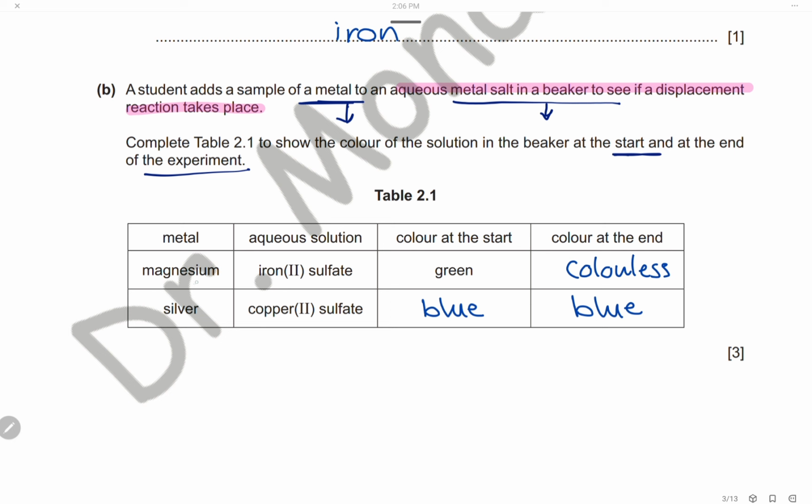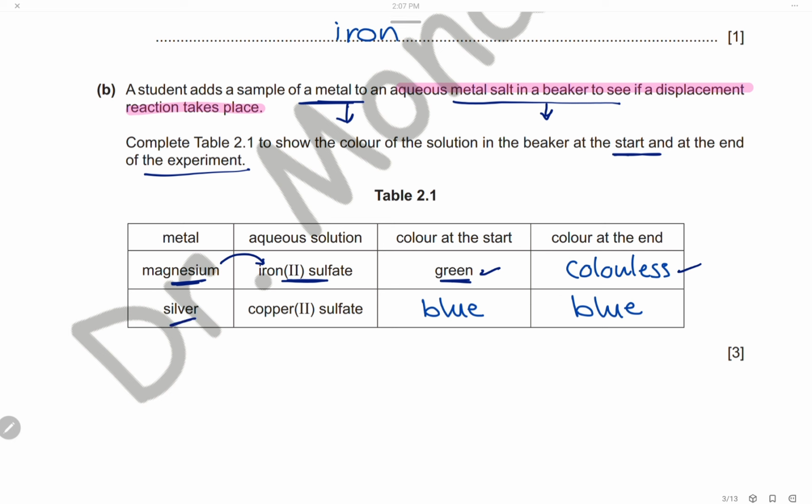The first one here, the metal is magnesium, and the solution in the beaker is iron 2 sulfate. Iron 2 sulfate is a green solution, so the color of the solution at the start is green. Magnesium is more reactive than iron, so it will displace iron from its salt solution. And now we have a solution of magnesium sulfate, which is colorless, so the color at the end is colorless.